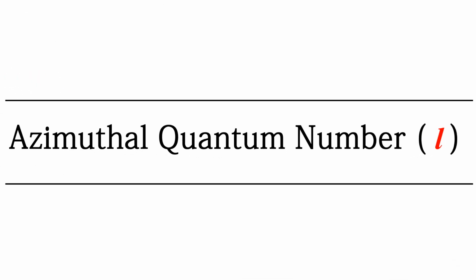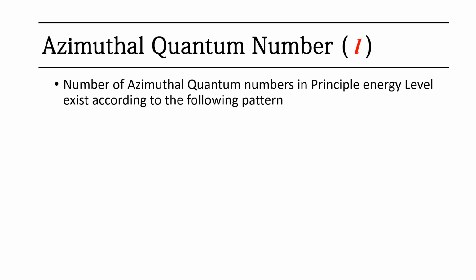Next one is the azimuthal quantum number. The azimuthal quantum number, or angular quantum number as we also call it, represents the sub energy levels of atoms. There is a pattern to find the azimuthal quantum numbers related to the principal energy level. For example, if n is 1, that means the principal energy level is 1, we can find only one azimuthal quantum number. That means there is only one azimuthal energy level.